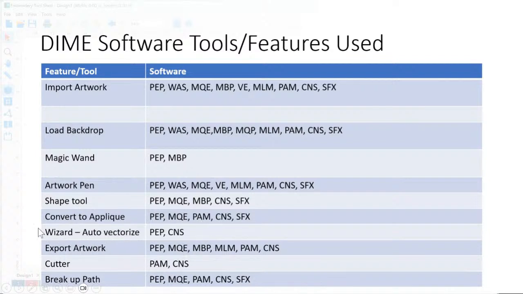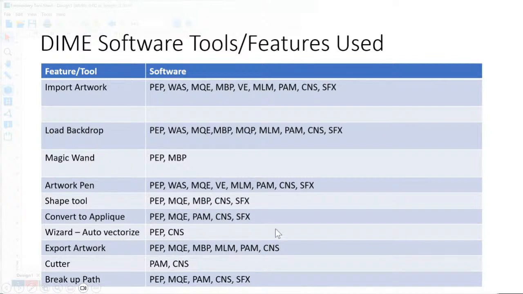The auto-vectorizing wizard that I used, that I scanned in the image and brought in, is in PEP and Cut and Stitch, but I'm actually going to show you how you can use the backdrop tool to automatically trace if you don't have the wizard. Okay, the export artwork option, if you want to save what you're doing as a cut file, these are the programs that have export artwork. You can use the cutter tool in Patch and Applique Maker and Cut and Stitch, and then these others have export artwork capability. And the breakup path that I just did for applique is part of PEP, My Quilt Embellisher, Patch and Applique Maker, Cut and Stitch, and Special FX, which again, you're going to see more about in a minute.